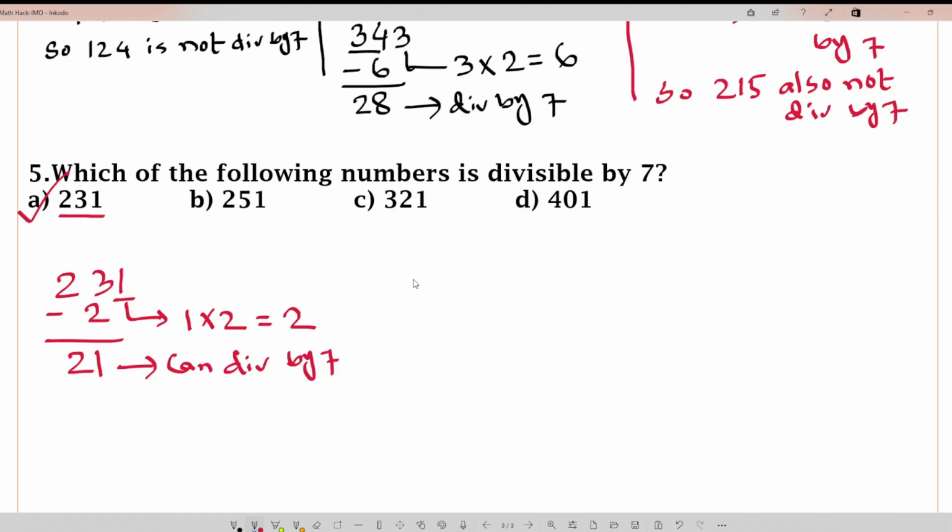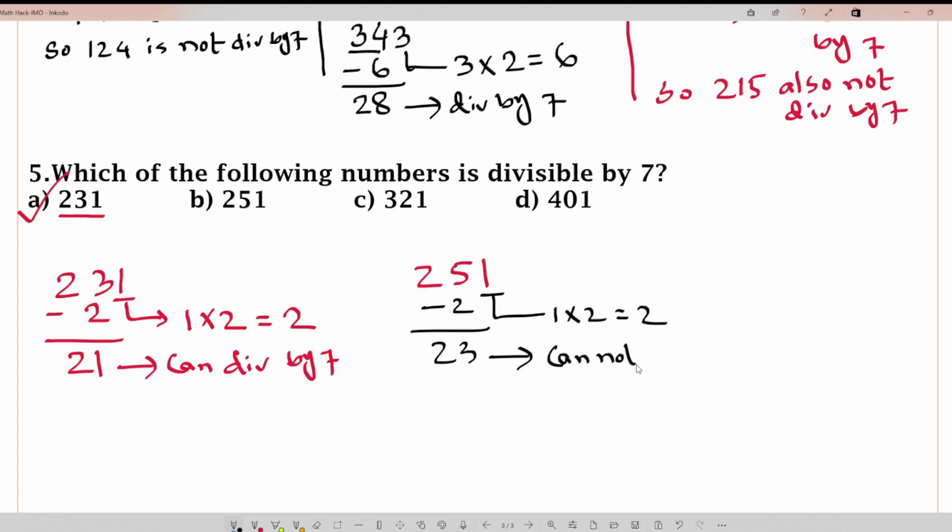Now 251. Here the last digit is 1, so we can double this one. 1 times 2, it will be 2. Then minus 2, so 25 minus 2, it will be 23. 23 cannot be divided by 7. Therefore 251 also is not divisible by 7.